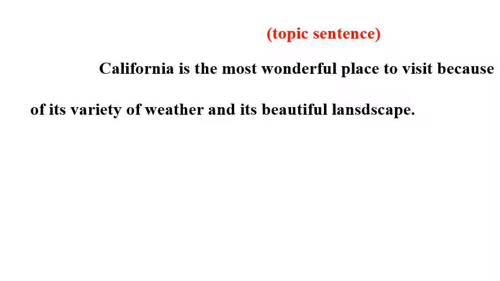This is a model descriptive paragraph, two paragraphs. We write the topic sentence. The topic sentence of our two paragraphs is: California is the most wonderful place to visit because of its variety of weather and its beautiful landscape. In this sentence, we have the two paragraphs. The first one is the variety of weather, and the second one is the beautiful landscape.